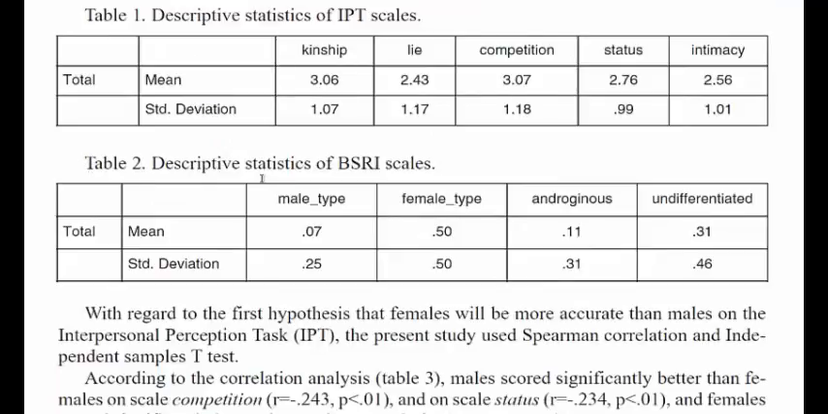Question 4. In Table 2, which scale produced the lowest mean and standard deviation? So here's Table 2. We look at the means. The lowest mean is male type, and the lowest standard deviation is from male type.